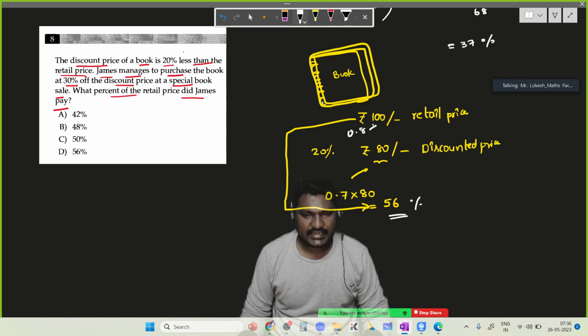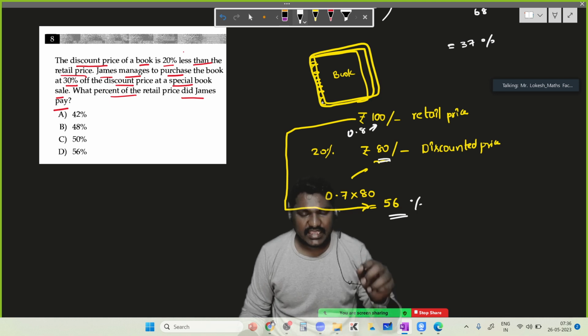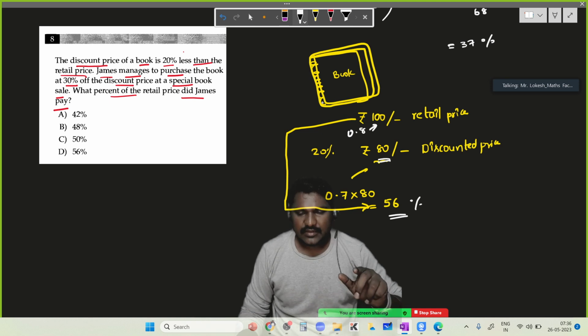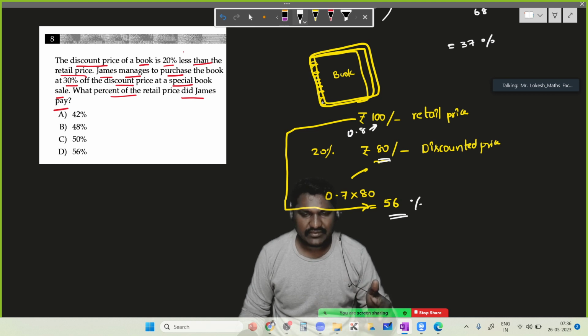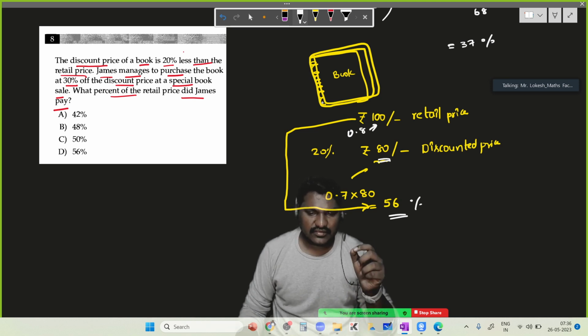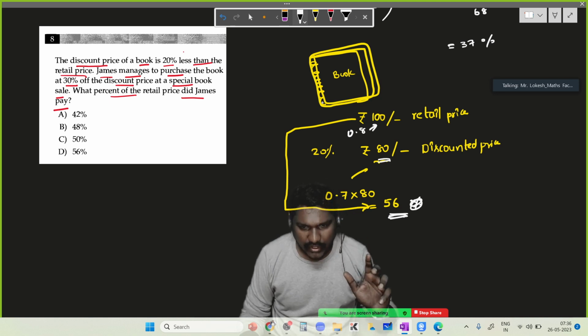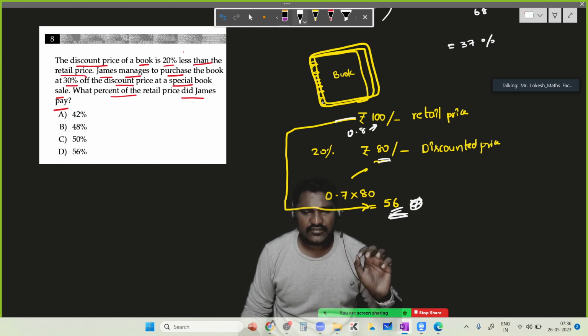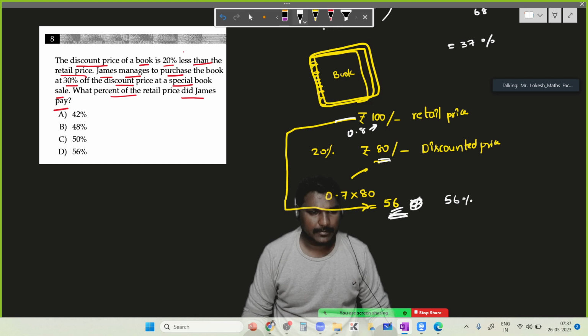Exactly. So 0.8 times 100 will give me 80. And James managed to purchase this book at still 30% less. That means he is spending 70% for this. So 70% of 80, 0.7 into 80, will become 56. This is the final rate he is purchasing. Now imagine if the cost of the book is 100 rupees, he is spending 56 rupees. So the overall percentage he spent was 56% when compared to retail price. So the option D is correct.